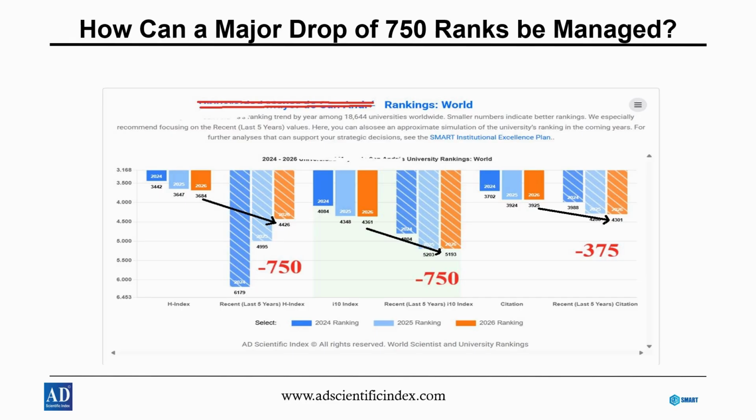Funding is increasing, meetings are held, support programs are launched, yet the numbers keep falling. At this point, the question becomes urgent. How do you manage a decline of this magnitude? This is exactly where the Smart Institutional Excellence System steps in.